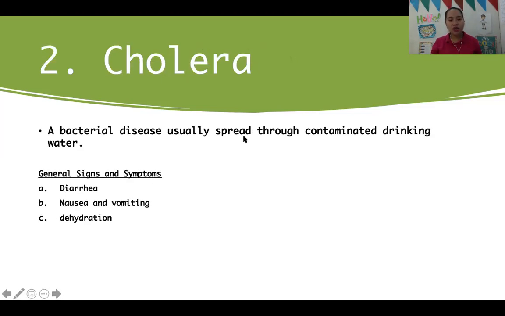We have cholera. So, si cholera is a bacterial disease that usually spread through contaminated drinking water. Okay, contaminated drinking water. Okay.